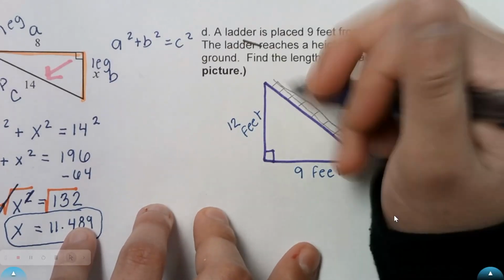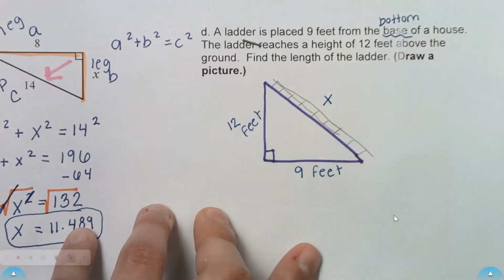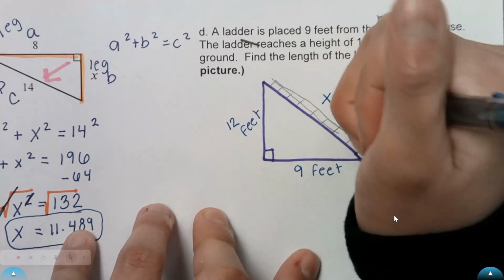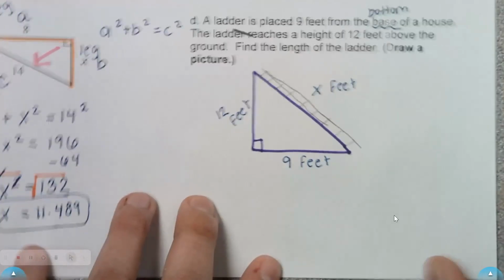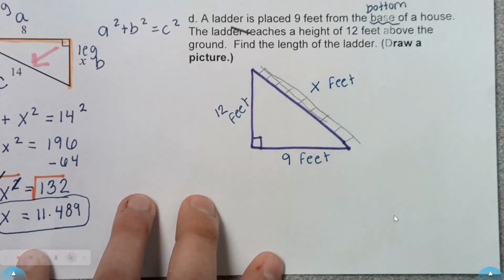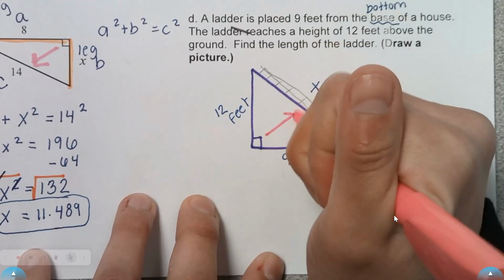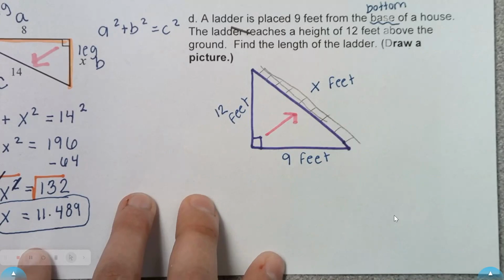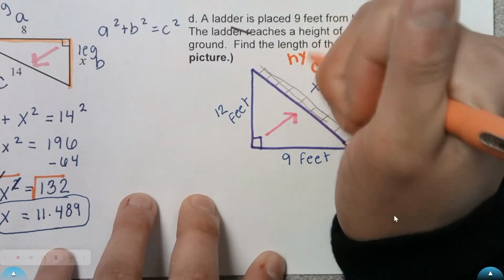And so this is what I'm trying to find. I'm trying to figure out how long this ladder is. So I'm going to put an X here. Okay, I can put X feet, right? Because I want to keep my units consistent. So I'm solving for what looks like the hypotenuse. If I label everything, what's across the 90 degrees, that's my C. I'll use a different color. This is my C, which is my hypotenuse.